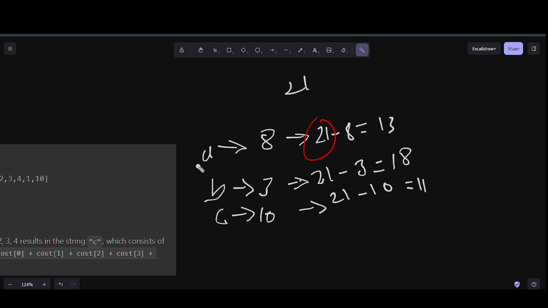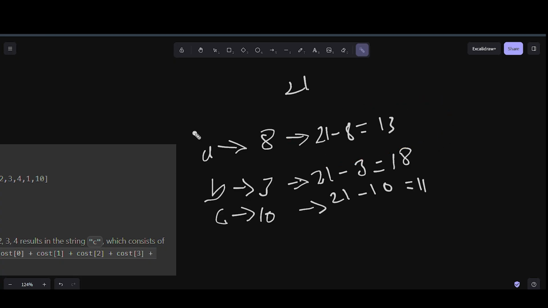We have a total. We want to keep A, so we have to remove B plus C. We can also calculate from here: 10 plus 3, 13. If you want to keep B, it's 8 plus 10, 18. If you want to keep C, it's 8 plus 3, 11. It's a simple calculation, but whatever you calculate, I hope you understand the concept here.